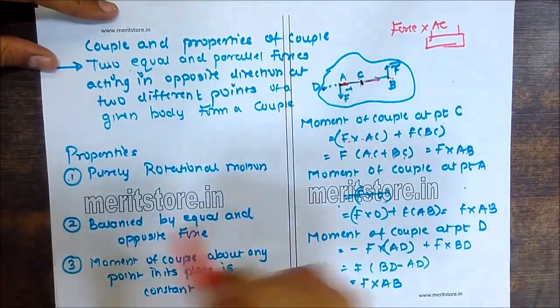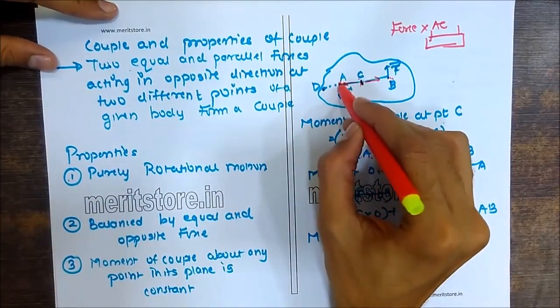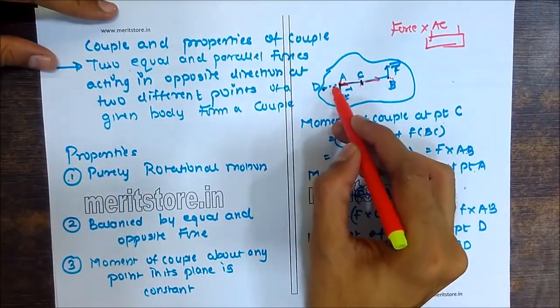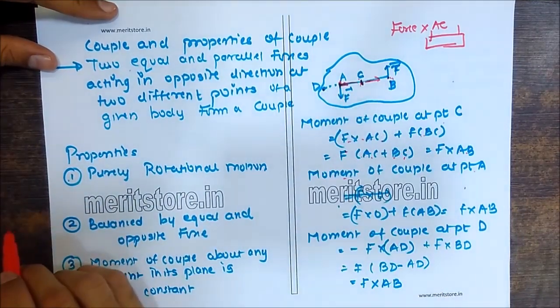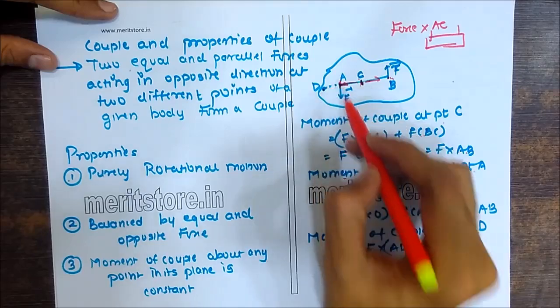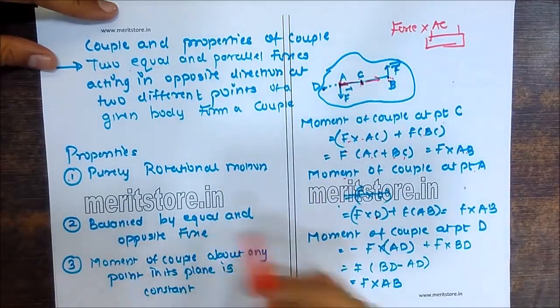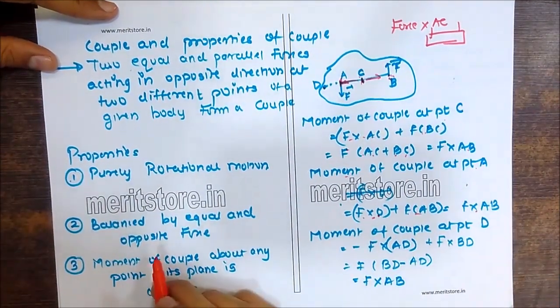Next was at point C. Now we find the moment of couple at point A. At this point A, the couple will be along AB in the forward direction, but we have nothing in the backward direction. So for the backward direction we get F cross 0, and for the forward direction we get F cross AB. F cross 0 is 0, so the answer is F cross AB.